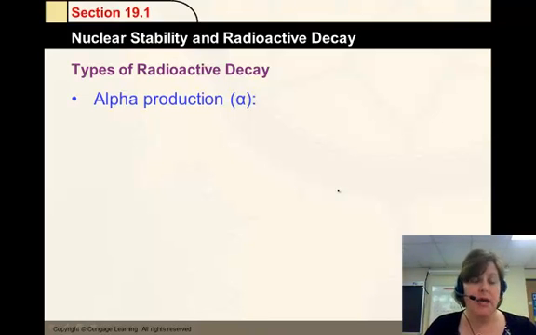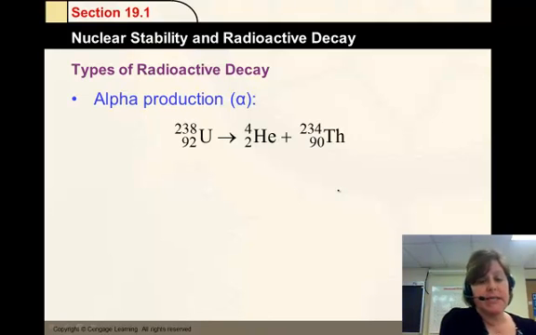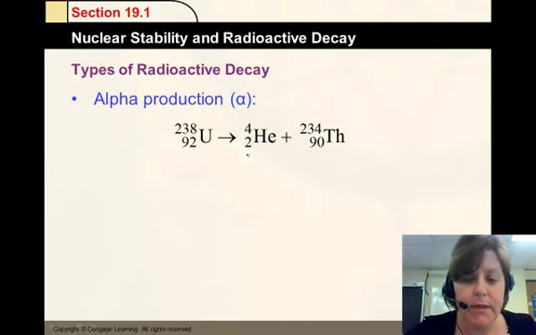It's certainly the least penetrating, let's say, and less dangerous. It's actually a helium nucleus. It's very common for heavy radioactive isotopes to produce alpha particles. Something like uranium, which we would use in a nuclear power plant, would undergo radioactive decay by producing an alpha particle. You can see here in this example, this is the alpha particle.